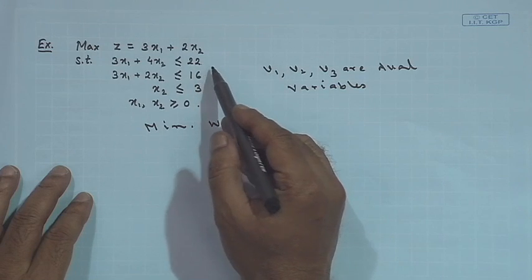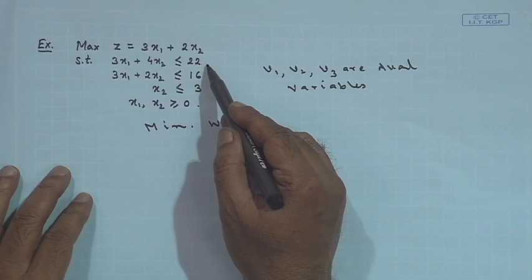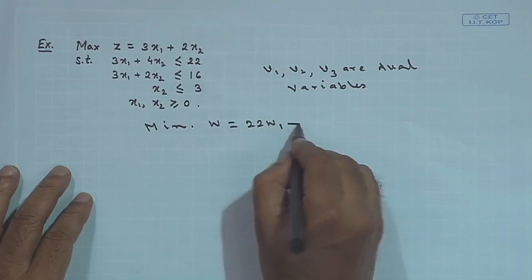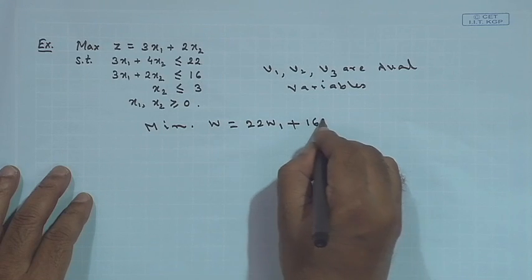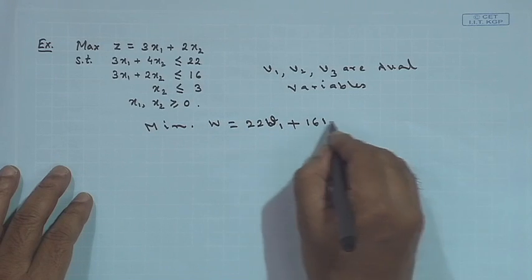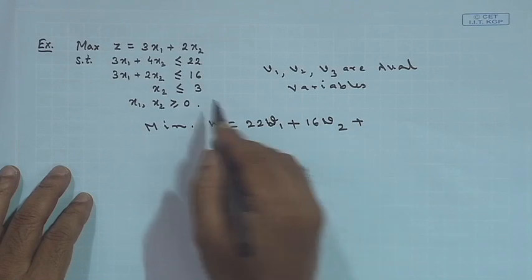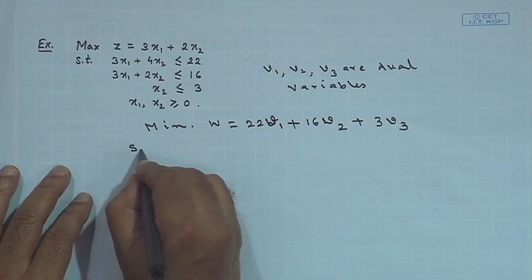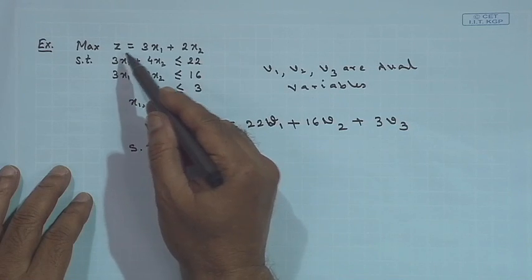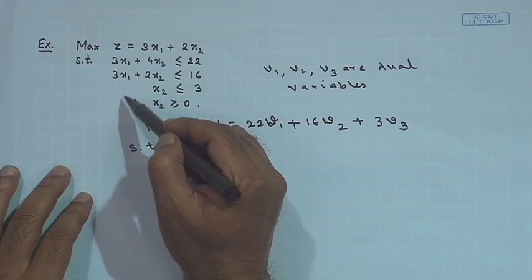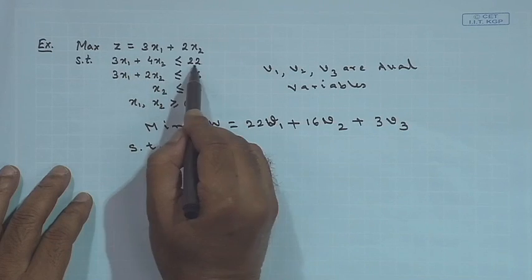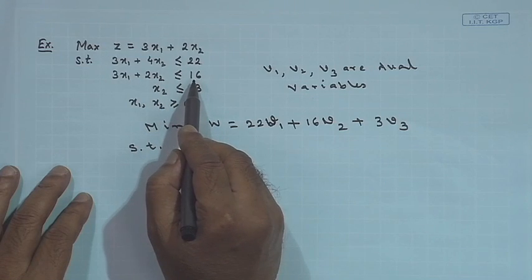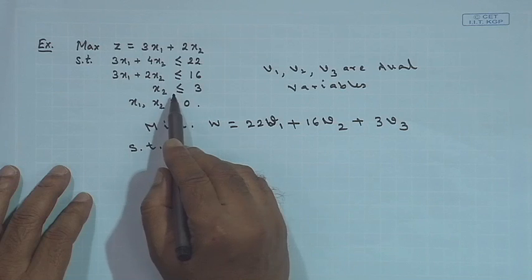what will be the objective function? The objective function is 22 V1 plus these b values, 16 V2 plus 3 V3, subject to. I have to take these columns: the first constraint corresponds to the variable V1, the second constraint corresponds to V2 and the third constraint corresponds to V3.